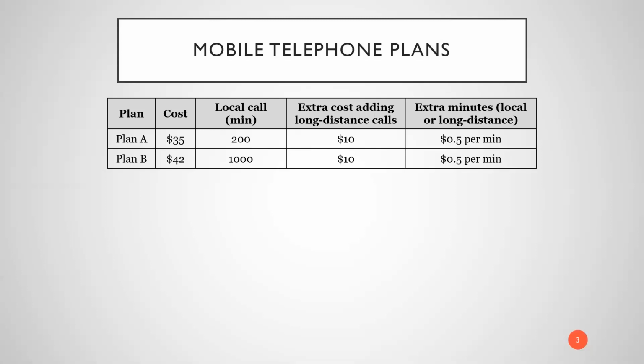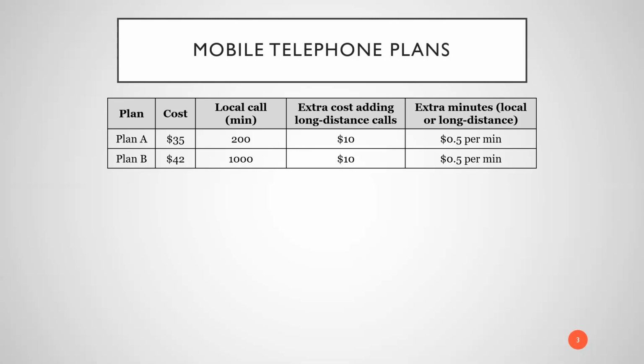However, the plans differ in price and the number of Monday to Friday daytime local calls. Plan A, as you can see in the table, costs $35 per month, and it includes 200 minutes per month of local calls. Plan B costs $42, and it also consists of 1,000 local minutes.